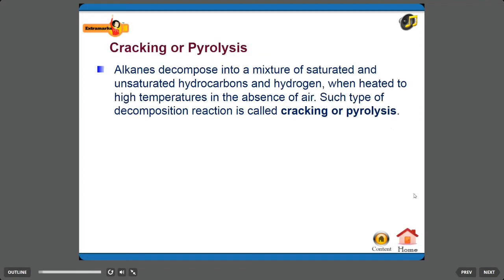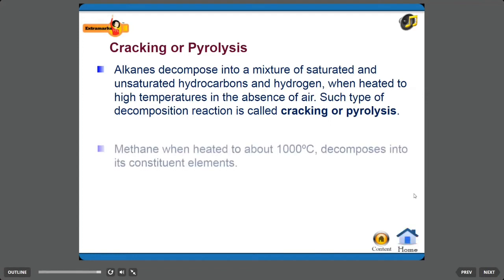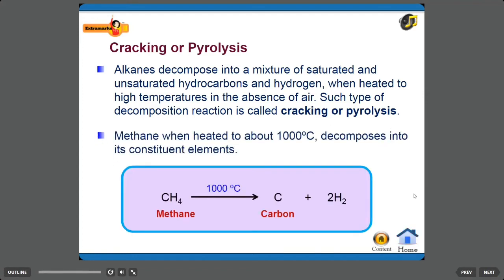Now we will learn about cracking or pyrolysis. Alkanes decompose into a mixture of saturated and unsaturated hydrocarbons, and hydrogen when heated to high temperatures in the absence of air. Such type of decomposition reaction is called cracking or pyrolysis. Methane, when heated to about 1000 degrees Celsius, decomposes into its constituent elements.